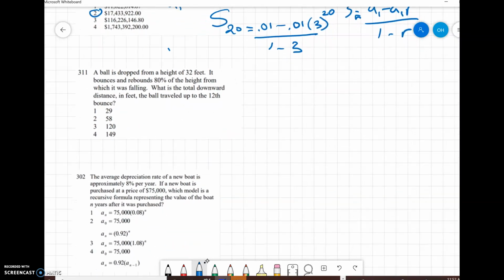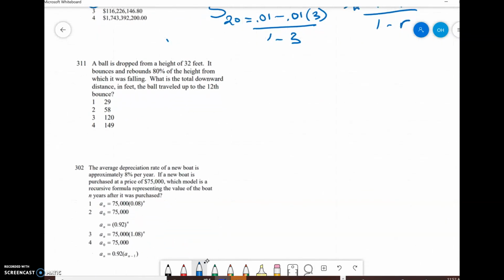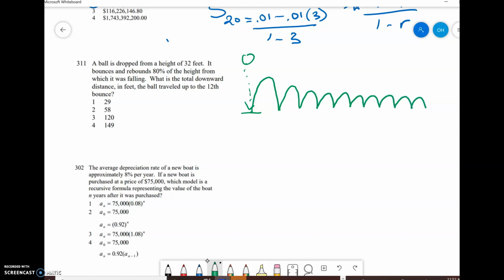A ball is dropped from a height of 32 feet. Let me switch colors again. It bounces and rebounds 80% of the height from which it was falling. What is the total downward distance the ball traveled up to the 12th bounce? So I have this ball, it's falling down and it's going to bounce. I want 12 bounces: 1, 2, 3, 4, 5, 6, 7, 8, 9, 10, 11, 12. It says up to the 12th bounce, so that's where I'm going to stop.